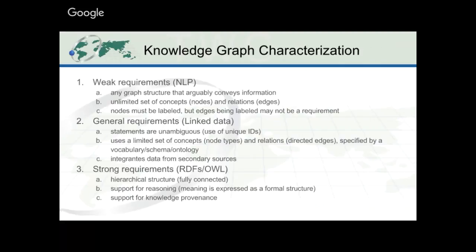So pretty much, for a weak requirement for a knowledge graph, and this is to include the NLP knowledge graphs we were showing, it's any graph that arguably conveys information. You can say that's a weak knowledge graph. So there might be an unlimited set of concepts. Those concepts don't necessarily need to come from a fixed vocabulary or anything. It can just be labels. We don't require that edges must be labeled. That is the case in a lot of linked formats.